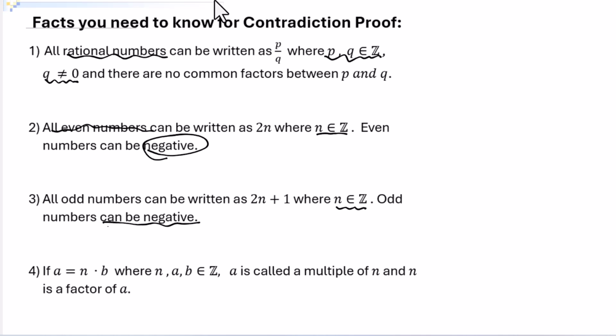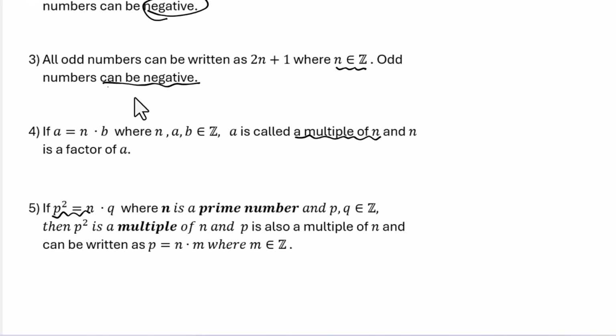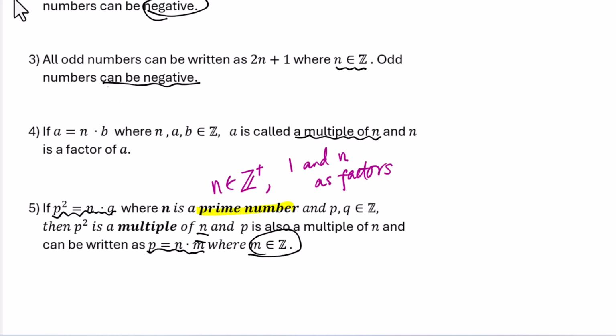If A equals n times B, where n, A, B are integers, A is called a multiple of n, and n is a factor of A. If P squared equals n times Q, where n is a prime number, and P and Q are integers, then P squared is a multiple of n, and also P is a multiple of n, because n is a prime number, and can be written as P equals n times m, where m is an integer. Let's talk about prime numbers.